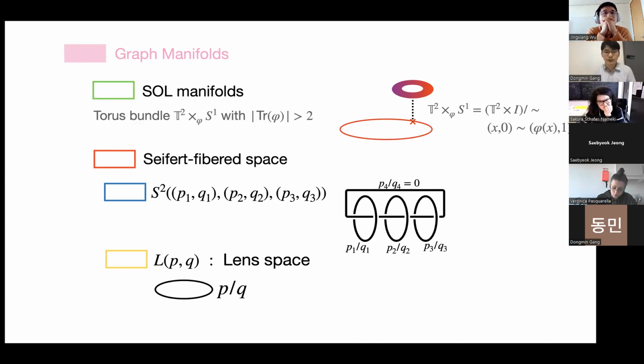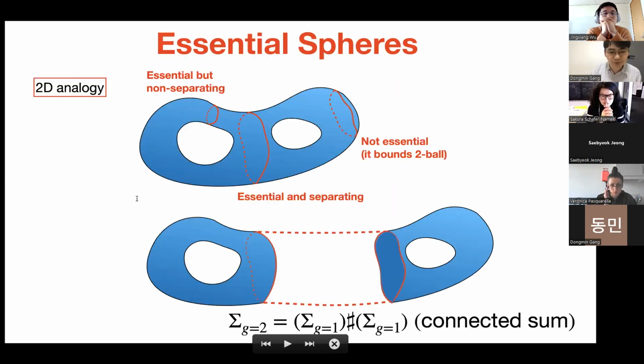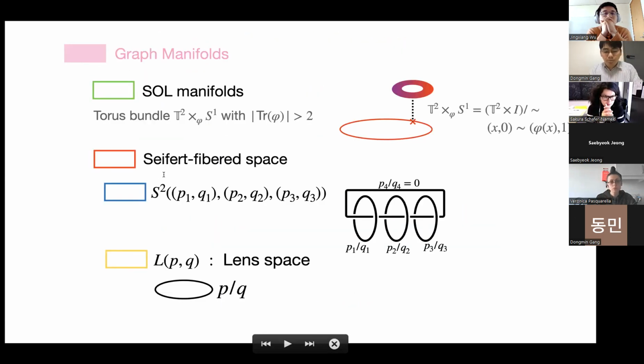There's a huge class of other graph manifolds. We still need to study them further, but I won't talk about those manifolds.